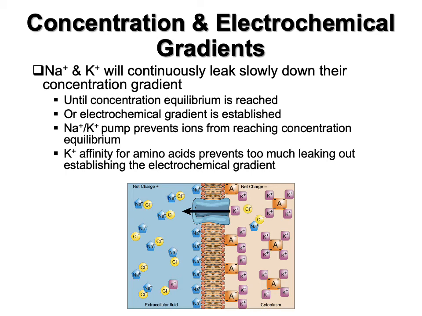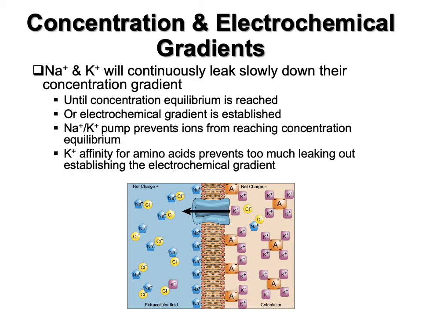Concentration and electrochemical gradients. Sodium and potassium will continuously leak through the leaky channels in the plasma membrane down their concentration gradient until concentration equilibrium is reached or an electrochemical gradient is established. The normal function of the sodium-potassium pump will prevent the ions from ever reaching chemical equilibrium, which is critical for maintaining membrane potential. And we'll cover membrane potentials later on in this course.